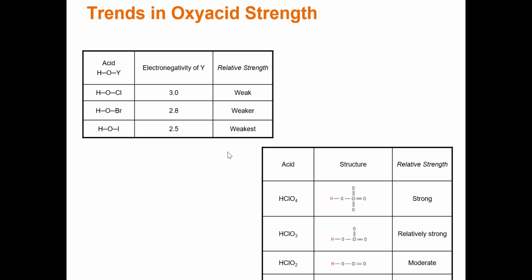So that's one trend. The other trend we're showing here, and we actually have talked about this one a little bit already, but we want to talk a little bit about why this is true. Here we're showing oxyacids that have several oxygens as part of the molecule. So we have HClO4, HClO3, HClO2, and HClO. So we're decreasing the number of oxygens each time. And what we're seeing is that we have a strong acid when we have the most oxygens, and it gets weaker as we go from there. Okay, so let's go ahead and try to explain these trends.